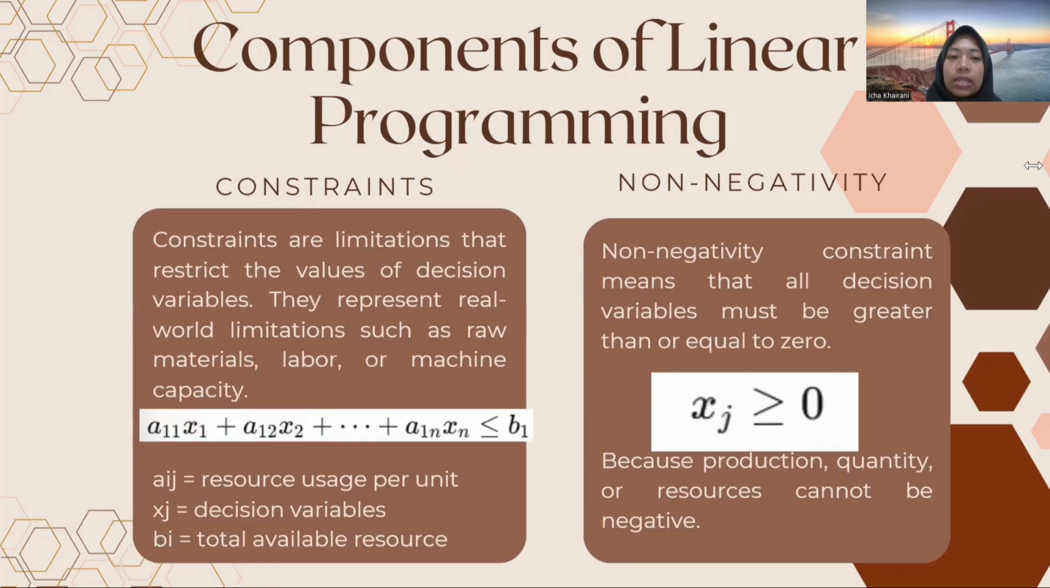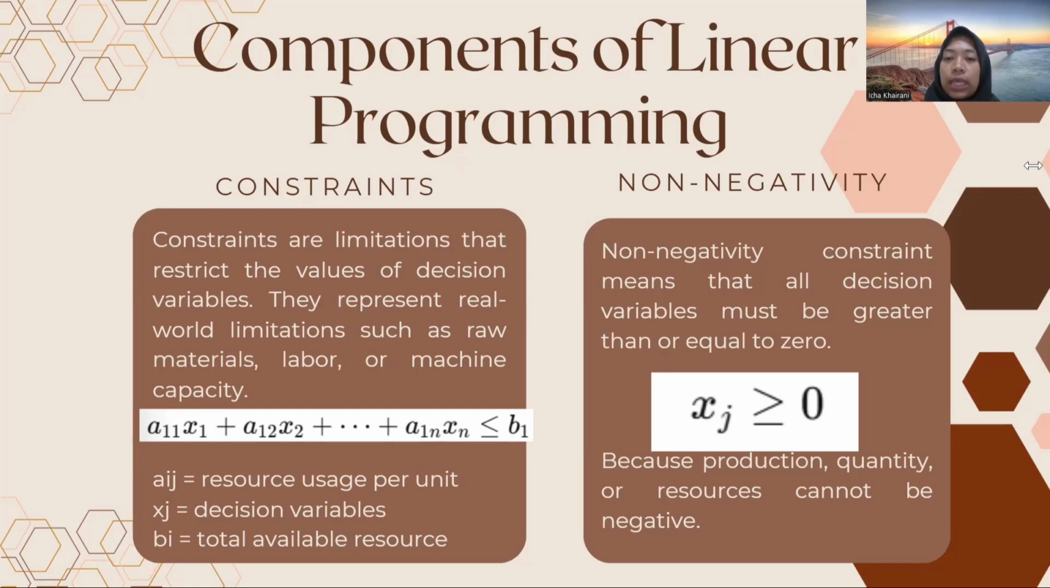Next is constraints. Constraints are limitations that restrict the value of decision variables. They represent real-world limitations such as raw materials, labor, or machine capacity. The constraints are denoted as a11 x1 plus a12 x2 until a1n xn is less than or equal to bi. The aij is equal to the resource usage per unit, the xj is equal to the decision variables, and the bi is equal to the total available resource.